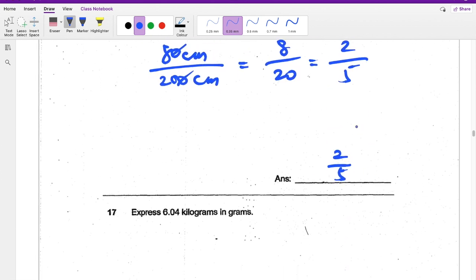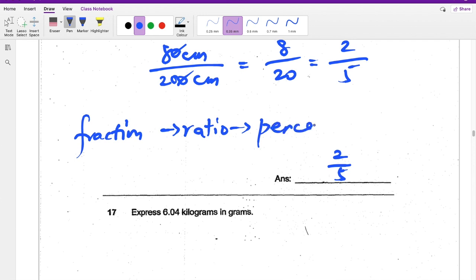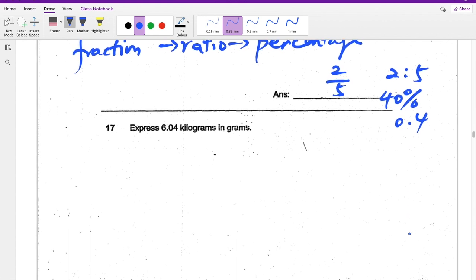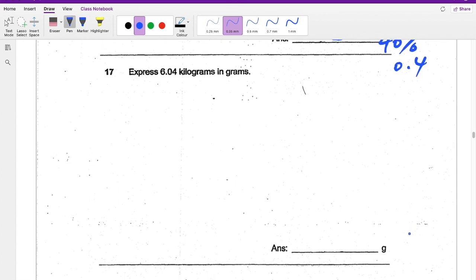The answer is 2/5, which is a fraction. As I said before, a fraction can be converted to a ratio, and it can be converted to a percentage. Here, fraction 2/5. If we write it as a ratio, it is 2 to 5. If we write the percentage, we can write 40%. Then for the decimal, we can write 0.4. Actually, they are similar, but they have different forms.